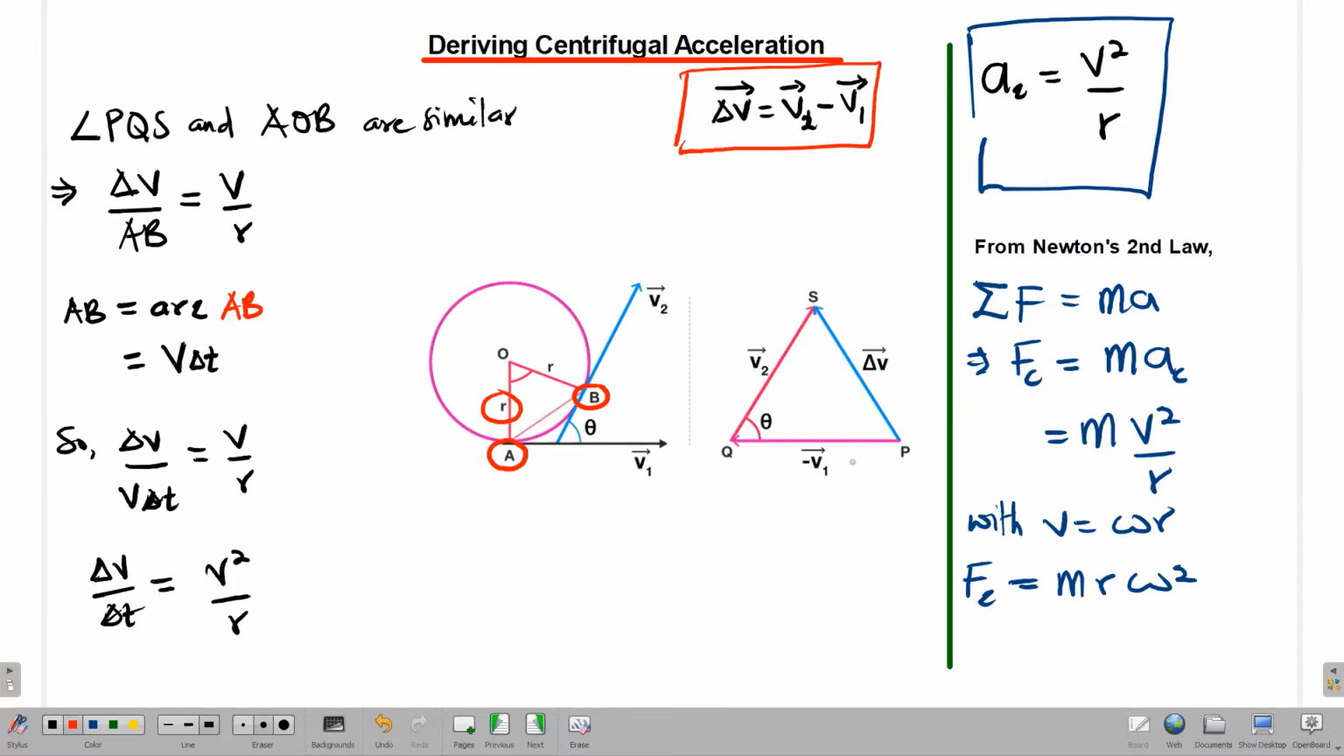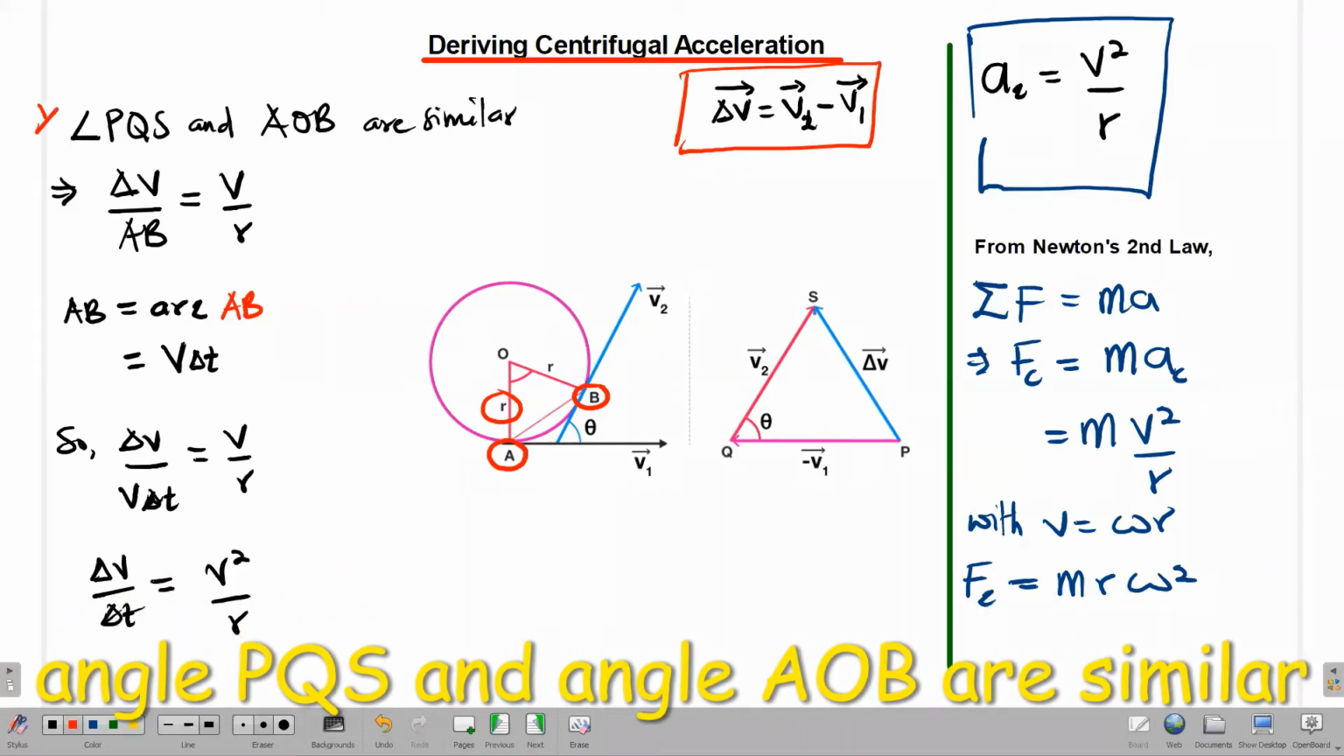So the change in velocity vector, which is from P to S, is basically traveling through this path, PQ and then QS. Please note that the triangle PQS, this triangle, and AOB are similar. So triangles AOB and PQS are similar triangles.